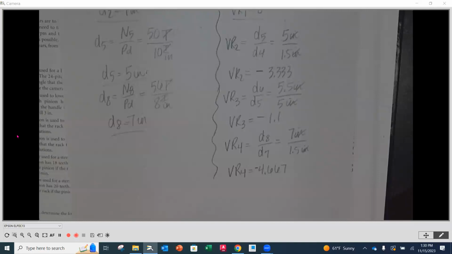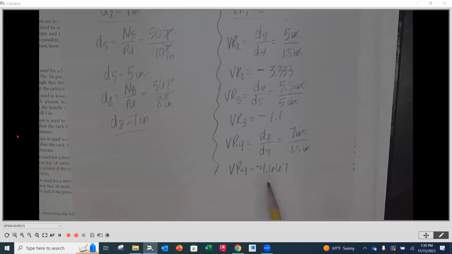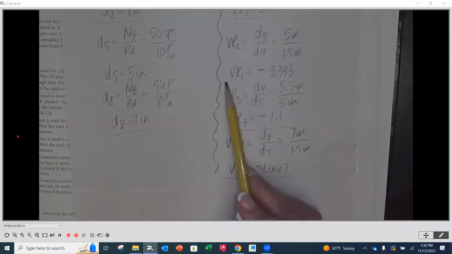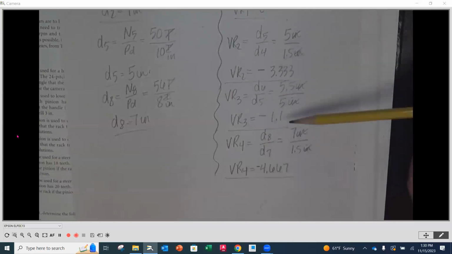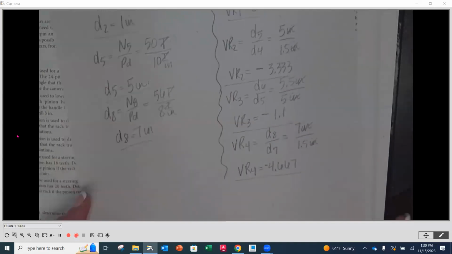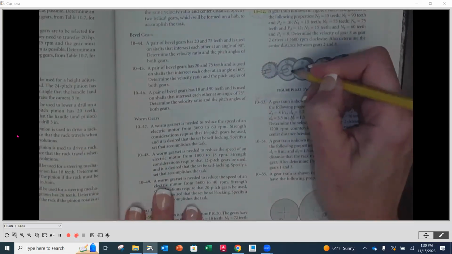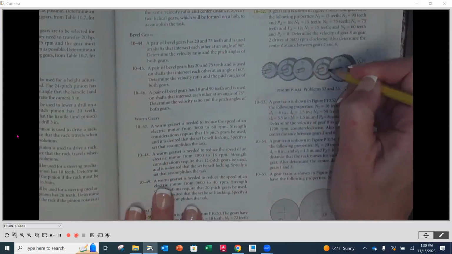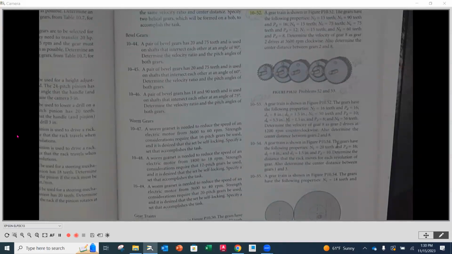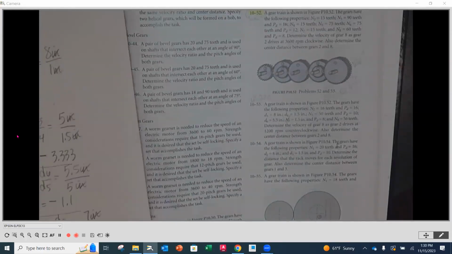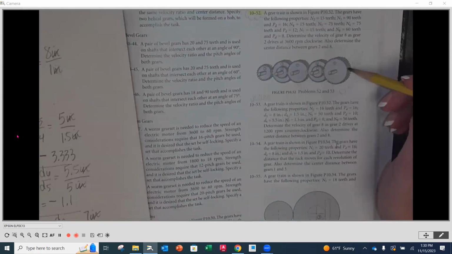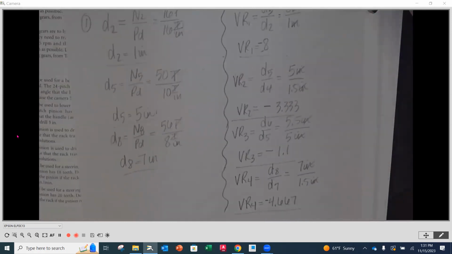All right, so now that we have all the pitch diameters done and we calculated the individual velocity ratios, we've got 1, 2, 3, 4, because we have 4 points of engagement. Those are the velocity ratios. Now, what's the next step? We have to find out the rotational speed of 8, and then the center distance. So what's the next thing we're going to do after we've got all our velocity ratios?